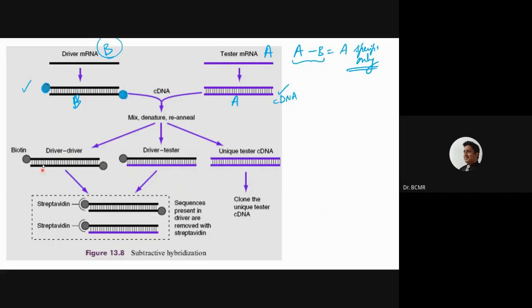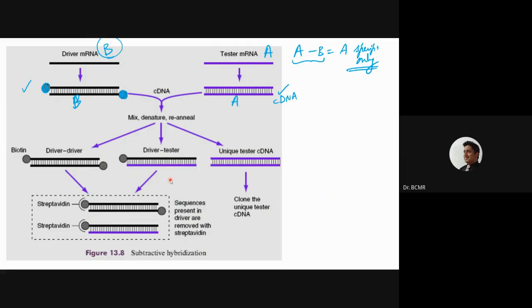Now you can pass all these three through a column using streptavidin. Biotin binds to the streptavidin and will retain all the driver combinations, and also the tester-driver hybrids. They will be retained in the stationary phase, and through the mobile phase, the unique testers that do not have any biotin will pass through the column. Then you can isolate the cDNA and construct a library. By doing this, we have reduced a large number of clones.